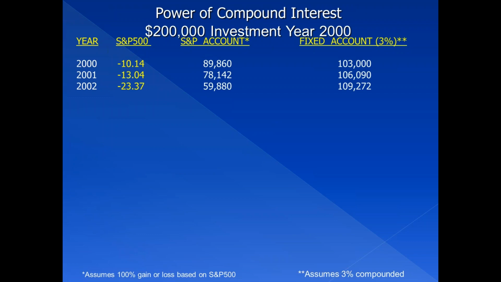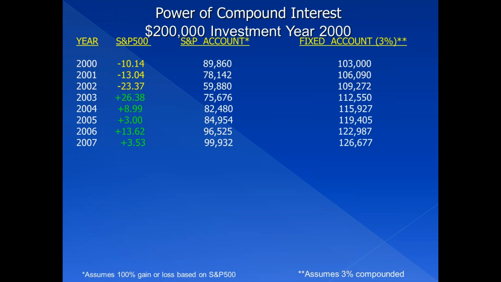Well, we all know the tech sector, we had a bubble there. So 2000 through 2002, big losses in the S&P. That $100,000 now is worth $59,000, and over here at 3% compounded, $109,000. It's almost 2 times as much. Now, when the market takes a hit like this 3 years in a row, what has to happen for them to recoup their losses? Well, you need some good market years, and that's exactly what we had.